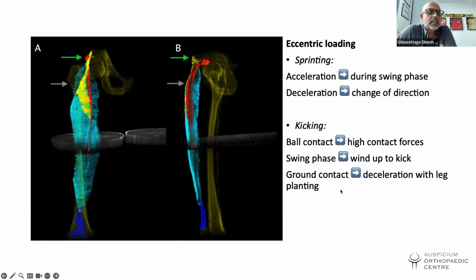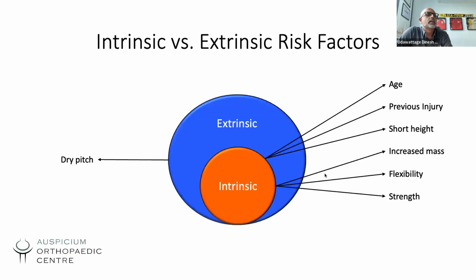But sometimes it can happen with ground contact. Say they miss the ball, they kick their foot into the ground, and there's a significant deceleration, or when they're blocked. In terms of the risk factors, they describe it as intrinsic and extrinsic. The main extrinsic one being a very, very dry pitch, where if the foot gets stuck and they're moving, there'll be that sort of eccentric loading of the muscle.